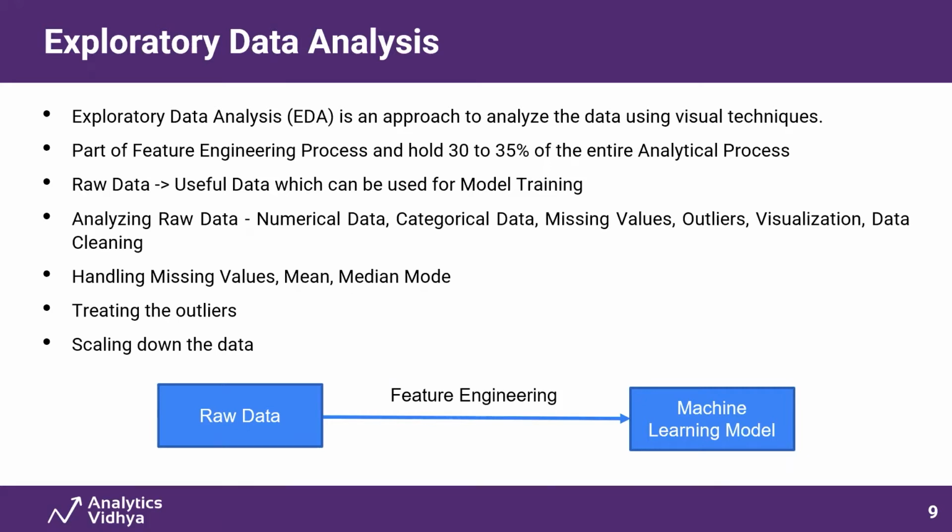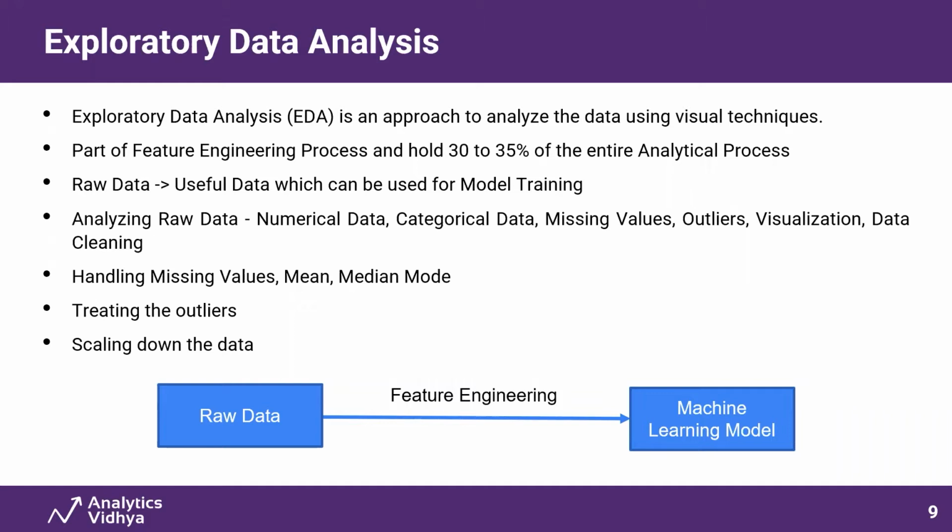Okay, then we do the missing value treatment. We see if there are any null values in the rows or in the entire data set, if values are missing, and how we can treat those values so that we can train the model accurately.